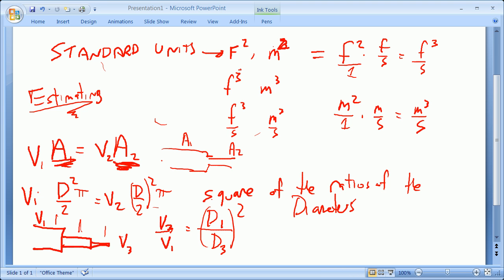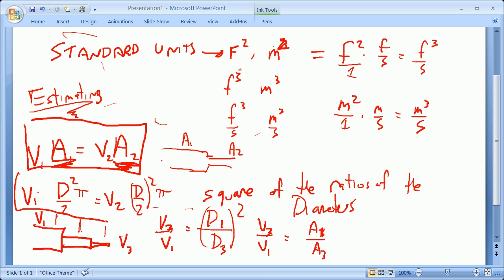Let's check that. D1 is greater than D3, and we know that V3 is greater than V1, so this is going to be true, which is the same as, if we think about it, V3 to V1 equals area 1 to area 3, because V3 times A3 equals V1 times A1. So that's one basic calculation that one can very quickly come to by understanding this relationship here, and it is oftentimes seen this way.